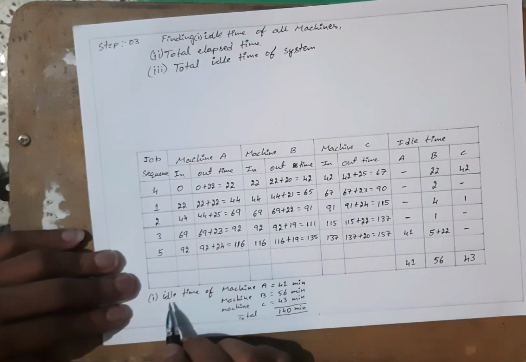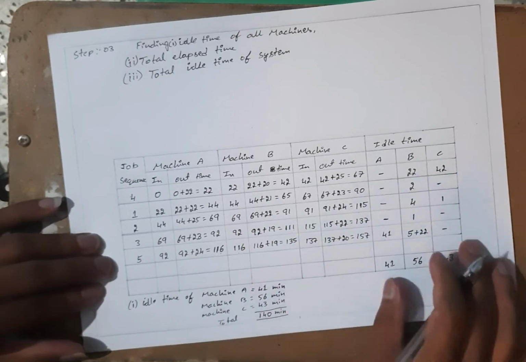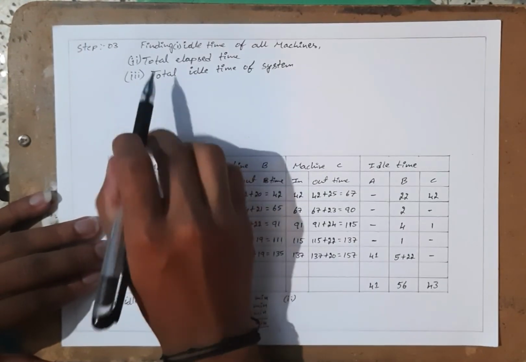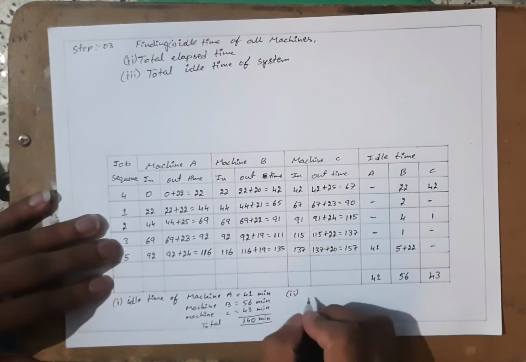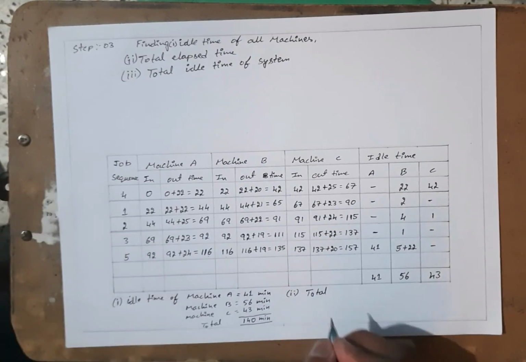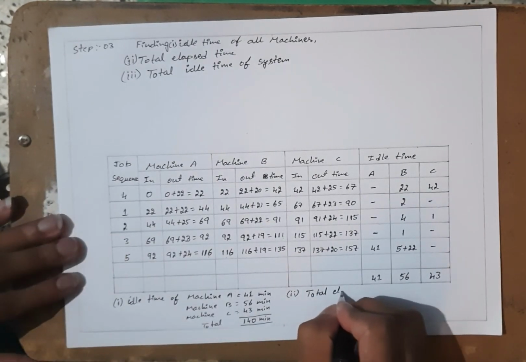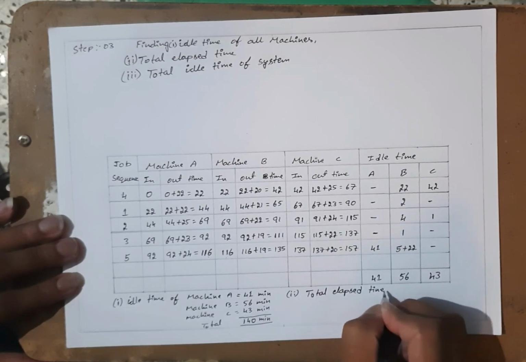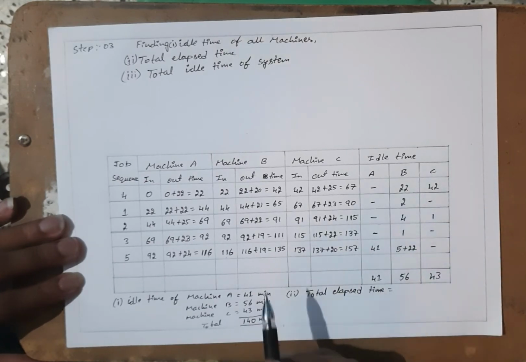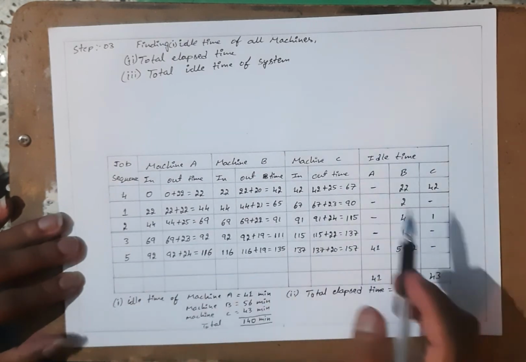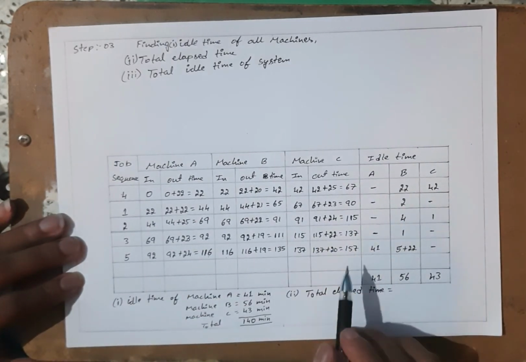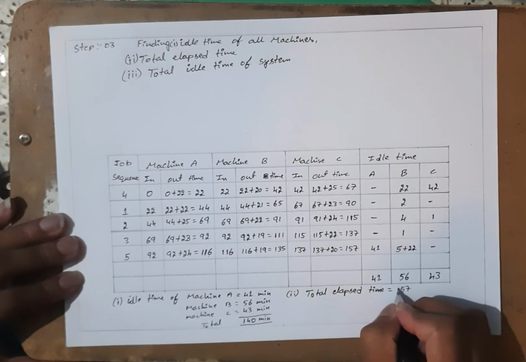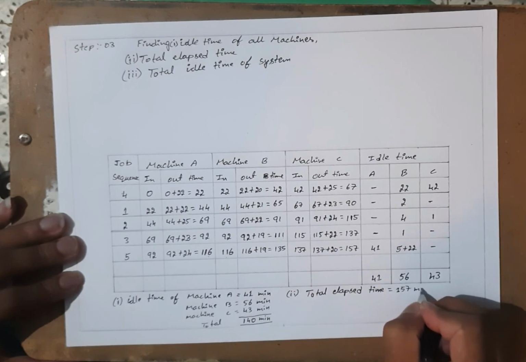Okay, we have found the idle time of all the machines. Next, second, elapsed time. Total elapsed time is equal to the total time for all 5 jobs on the 3 machines, which we completed at 157. So total elapsed time is 157 minutes.